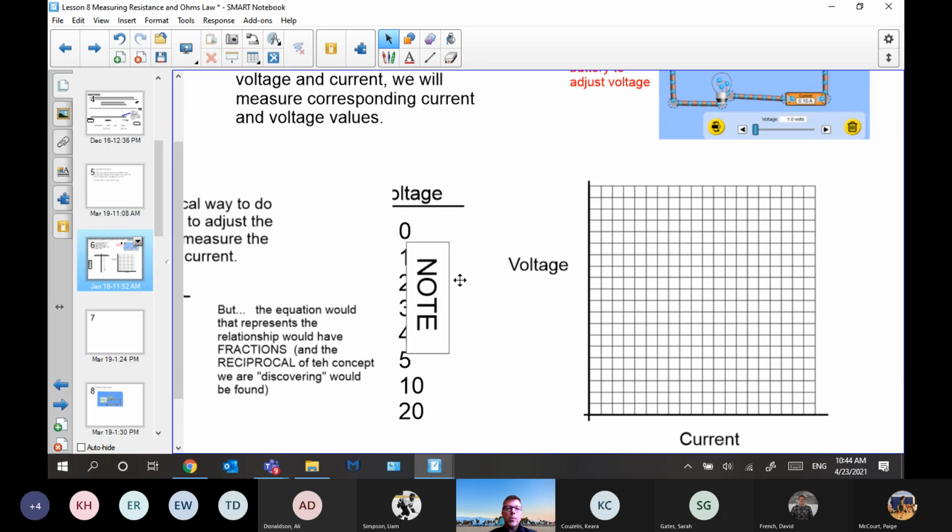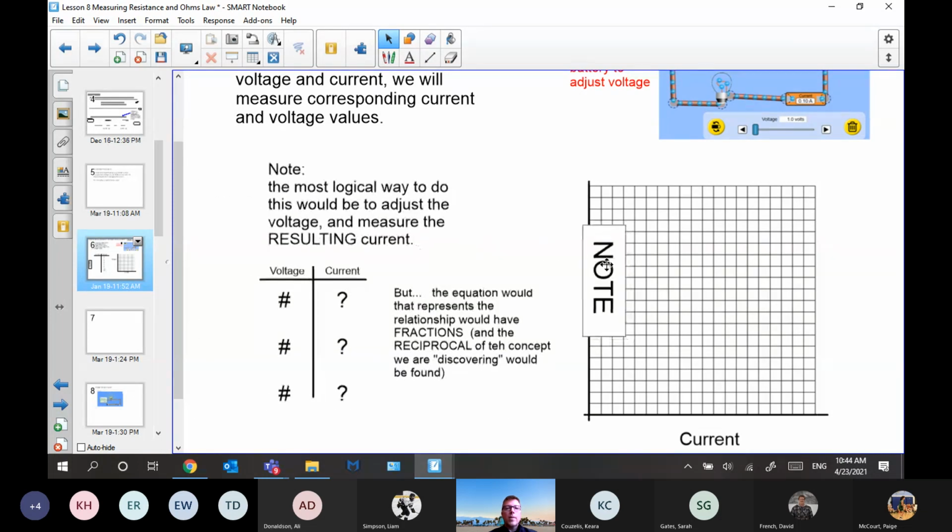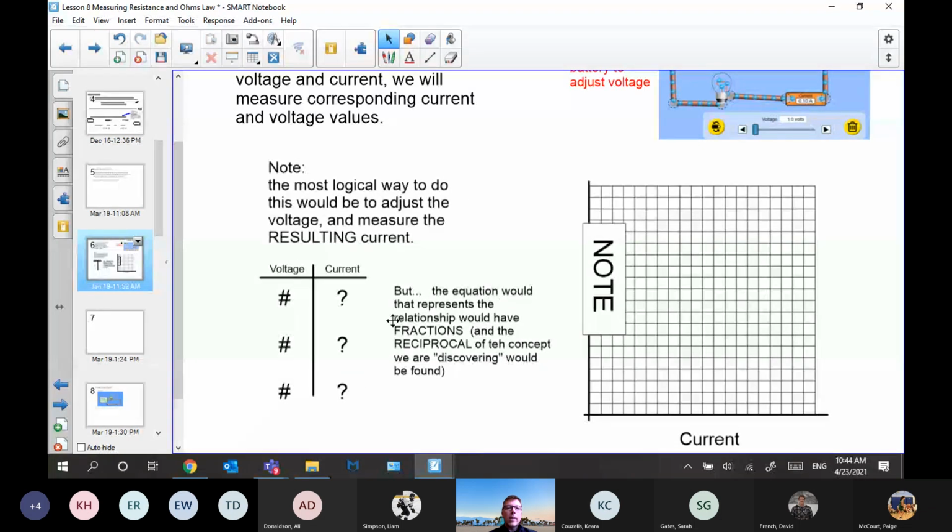I am going to have my table this way, and we're going to use it. It kind of makes more sense to change the voltage and see how much current flows, right? And have it be your X and Y variable like this, like the amount of current depends on the voltage. But if we did it that way, the equation we'd get would be fractional. We'd have a concept that we'd discover that would always be a fraction. And so I'm just going to do it a more convenient way.